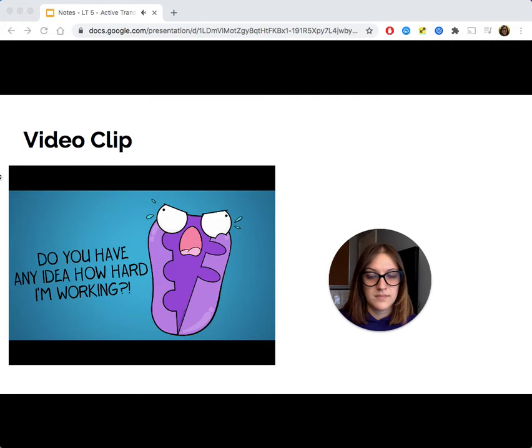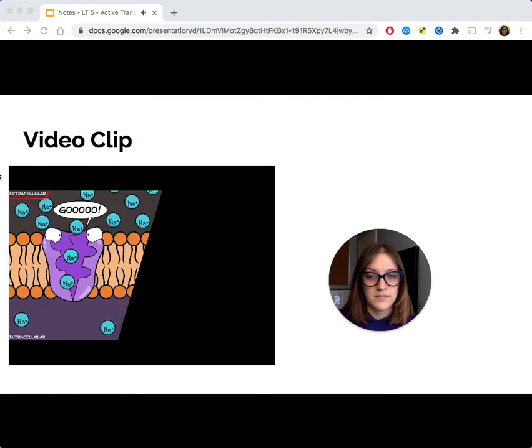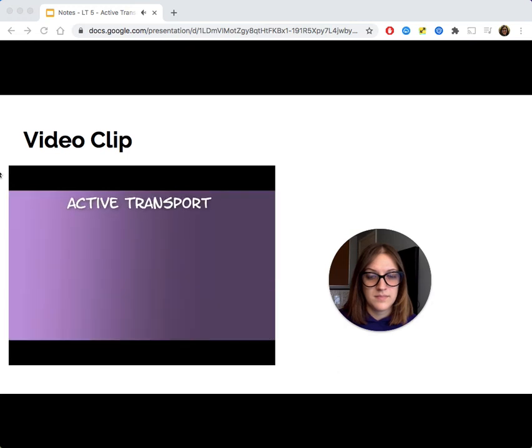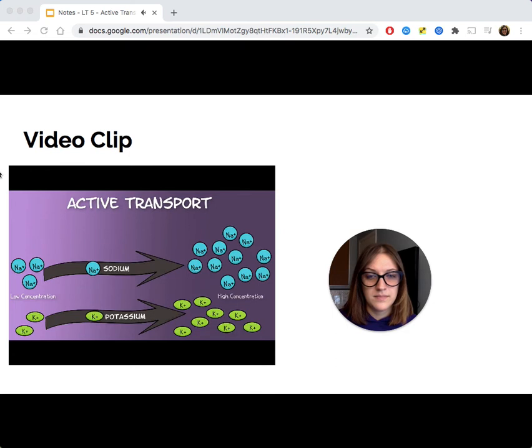What do I mean by that? It keeps putting more sodium outside, where there is already a high concentration of sodium, and it keeps putting more potassium inside, where there is already a high concentration of potassium. So with this active transport, the ions are moving from low concentration to high concentration. A great example of active transport.